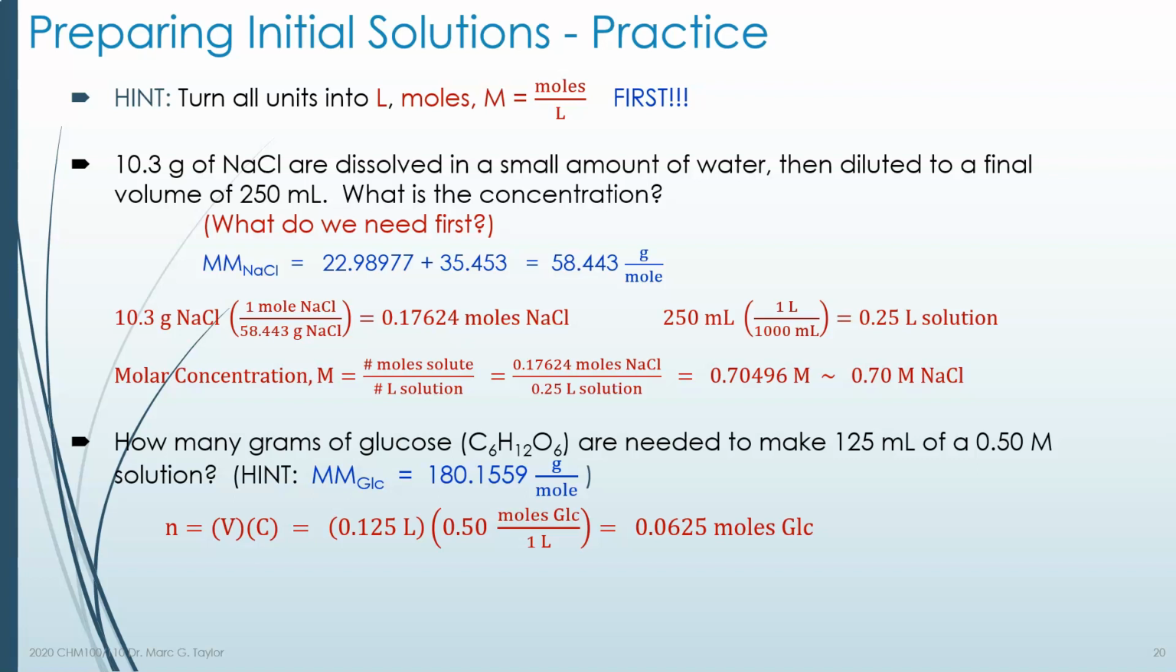Well, now we have our moles of glucose. Now it's a matter of converting moles into grams. We multiply it by the molar mass, which is grams per mole. Moles will cancel, and we'll be left with 11.2597 grams of glucose. Since our concentration only has 2 significant digits, 0.50 molar, we have to round our answer to 2 significant digits, or 11 grams of glucose. And with that, we'll stop here.